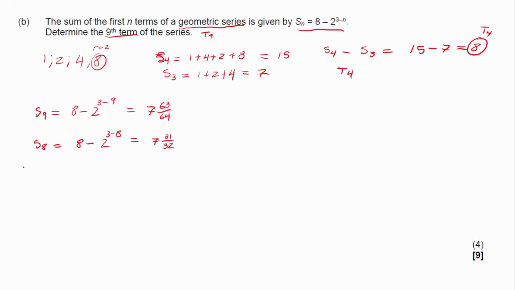So we know that then T9 is equal to the sum of the first 9 terms minus the sum of the first 8 terms. So we take these two numbers and we subtract them. And when we do that, we get 1 over 64. So that's how we find T9, the 9th term.